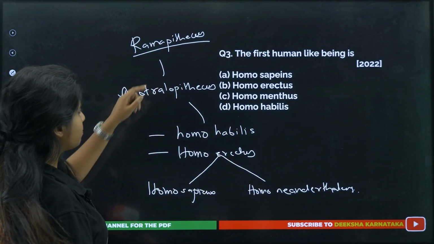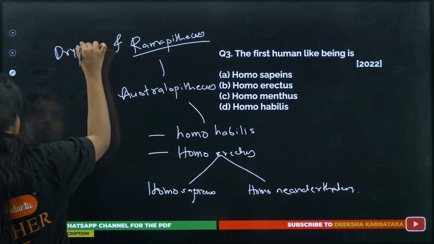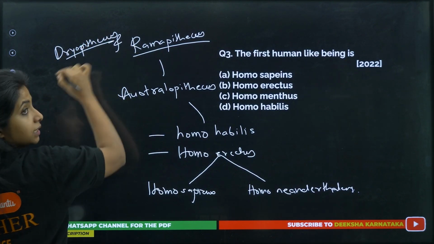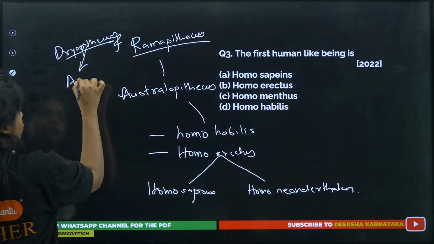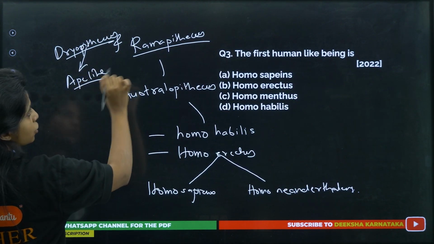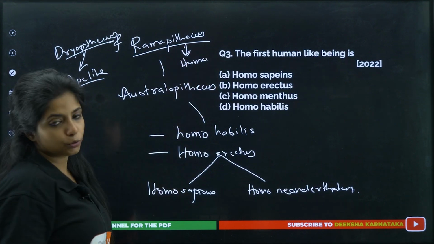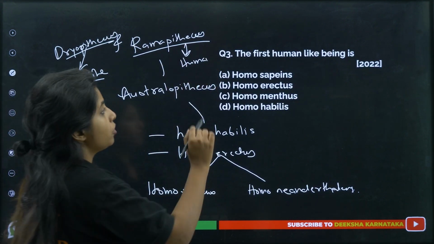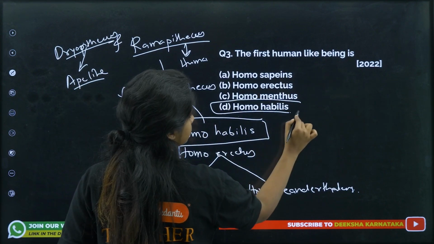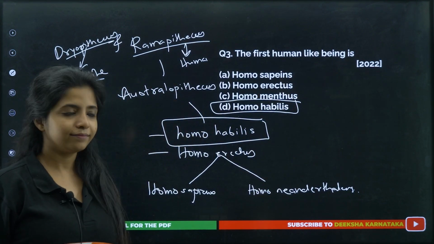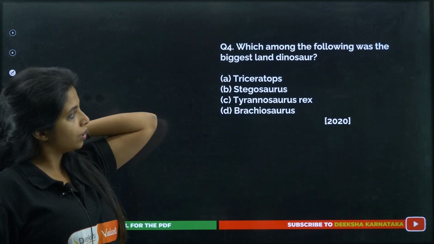Okay. So Ramapithecus came, and one more thing came, that is Dryopithecus. Dryopithecus had more ape-like features, whereas Ramapithecus was the one that gave rise to humans. So this was the series of events. So the first human-like being was Homo habilis. Cool?